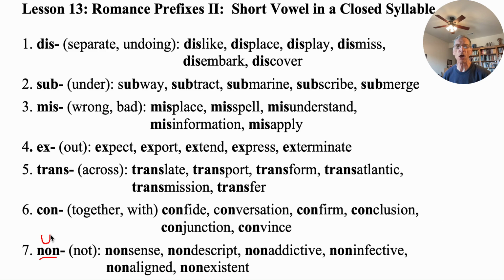Next, we have non, which means not. And again, that O is going to be short because the consonant there closes out the syllable. So first we have nonsense. If it makes sense, that's good. But nonsense means that it doesn't mean anything. It's ridiculous. It's nonsense. Next we have nondescript. What was he like? I don't know. It's nondescript.